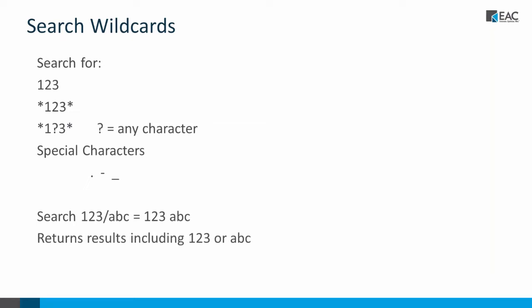So for instance, if you typed in 123/ABC, it's interpreted as 123 space ABC. And really what it's doing is it's searching for 123 or ABC, right? So it takes out the character it doesn't understand and really puts an or in there.